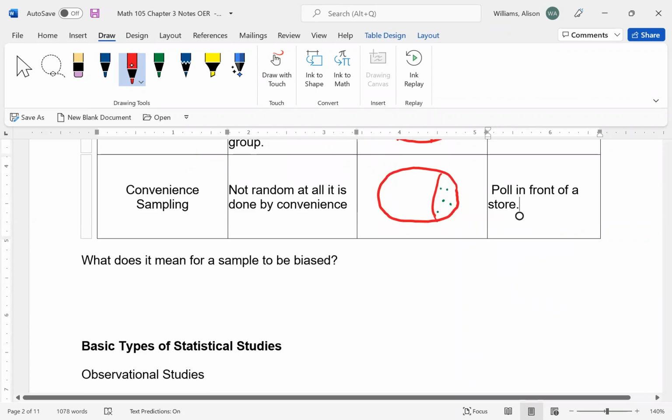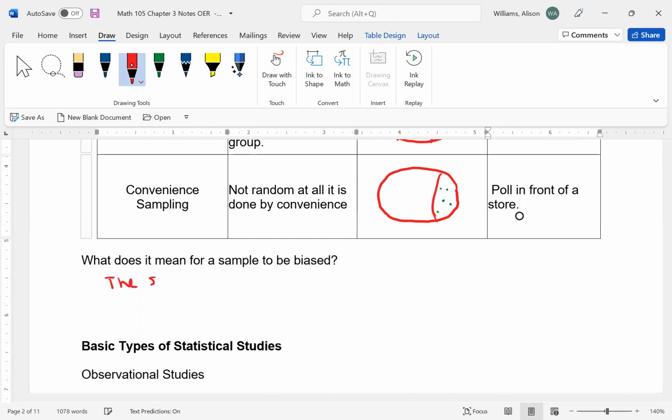So bias is when the sample does not accurately reflect the population. Now, it could be that maybe the group of people who were participating in the sample is a problem. It could be that we did something wrong when we took our sample, like made a mistake as we were getting our information. But we'll talk more about that in depth in a minute.